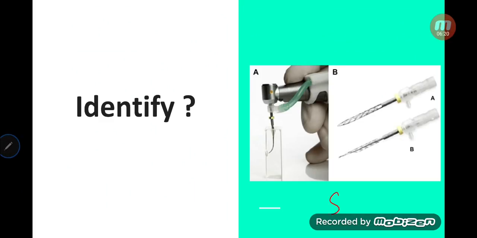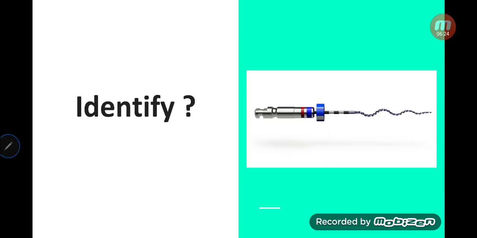I hope you are very good at this. This is SAF, self-adjusting file. In today's exam we have given this. This is the endo finisher, XP endo finisher.